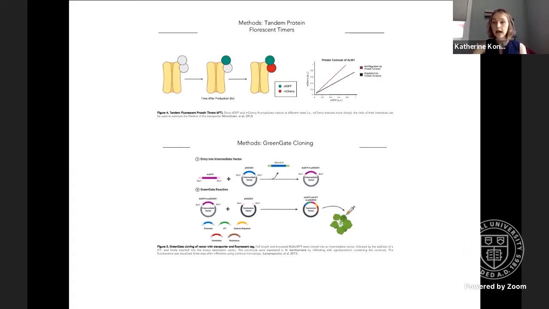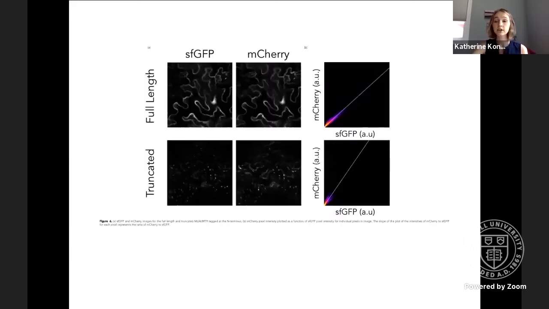In order to add this fluorescent timer, I use GreenGate cloning, a two-step process that combines the protein and the timer in order to express the construct in tobacco. This figure here summarizes a lot of my work this summer. So we have multiple panels. Here in the rows, we have the full-length ALMT, and then here on the bottom, we have the truncated. In the columns, we have the two fluorophores that I mentioned earlier, the GFP and the mCherry.